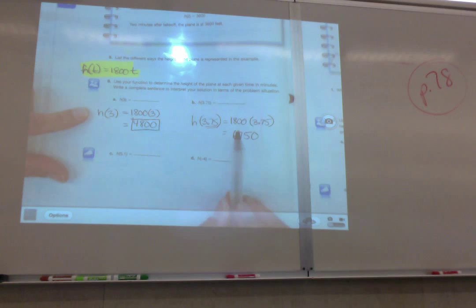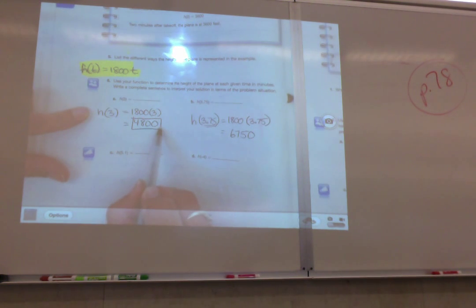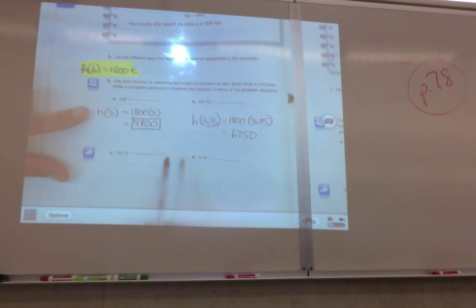Those looked like a little bit ugly numbers, but your calculator knew what to do with them. This stands for a time that's between 3 and 4 minutes. This stands for a height that is over 4,800, but not as high as it is in 4 minutes. Okay, you guys go ahead and do C and D.